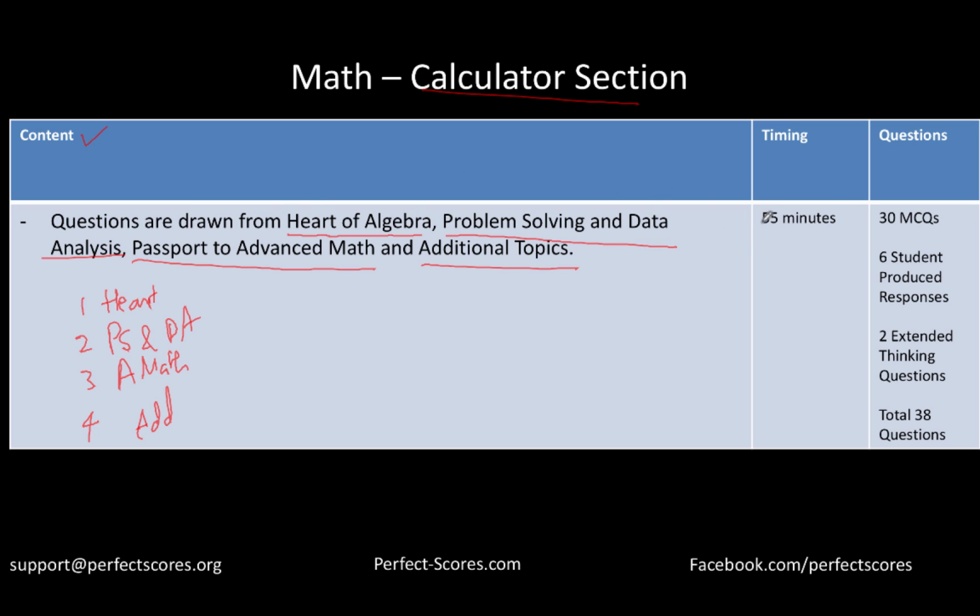Okay, so you're going to be getting 55 minutes for this section, and you're going to have a total of 38 questions in this section, right? Out of those 38 questions, you're going to be getting 30 multiple choice questions.